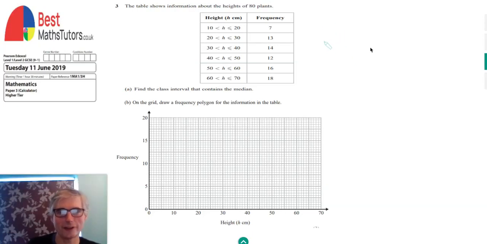I'm continuing to go through the Edexcel Higher Tier Paper 3 from 2019, and this is a calculator paper. So we're on question 3. This is a question about the heights of plants, and it's a frequency table question. We've got to find the class interval that contains the median in this case. So the median is actually the middle value.